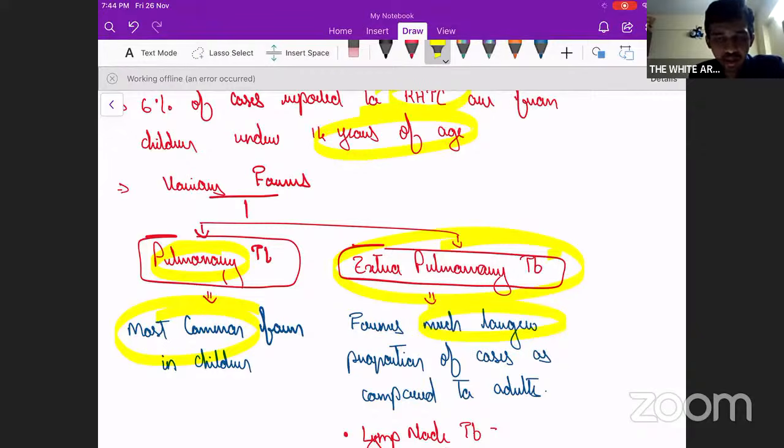Anyone can answer, which is the most common form of extrapulmonary TB? In the chat box, anyone? Which is the most common form of extrapulmonary TB?